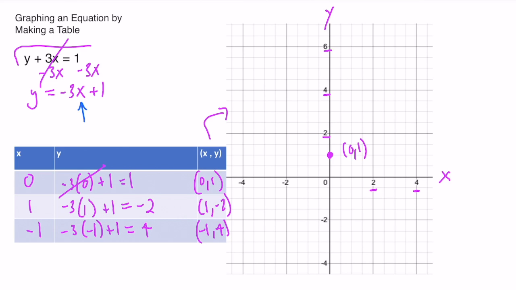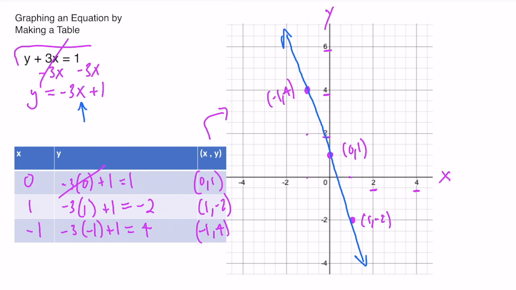So next we have 1, negative 2, so we're going 1 in the x direction, which is right here, and negative 2 in the y direction, so that's right there. So that's 1, negative 2. And finally, negative 1, 4, so I'm going left 1 and up 4, so that's negative 1, 4. And now I can connect these points, do as best I can, get my line there.